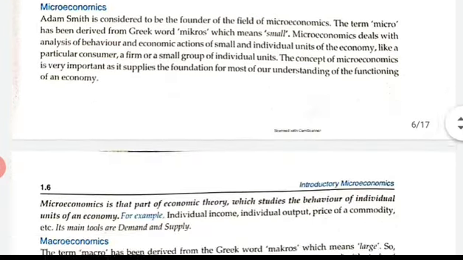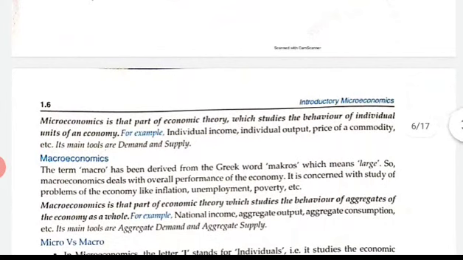Children, microeconomics is that part of economic theory which studies the behavior of individual units of an economy. For example, if you are studying individual income, individual output, the price of a commodity, etc. The two main important tools of microeconomics are demand and supply.